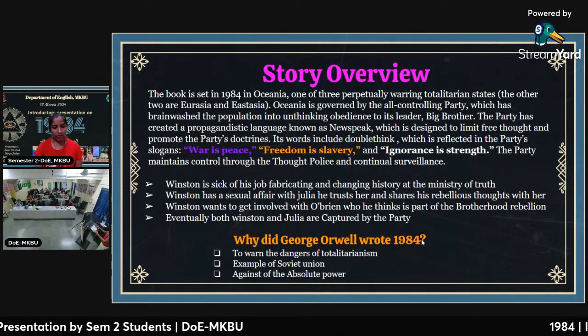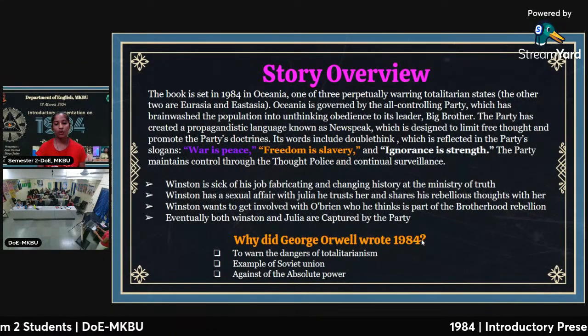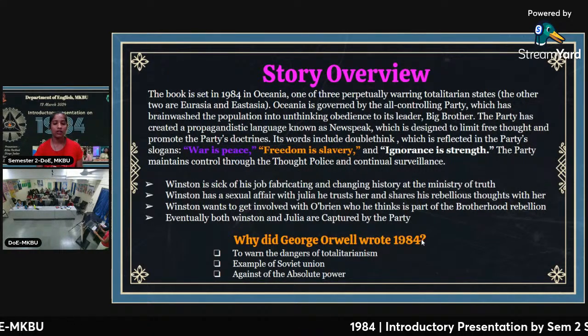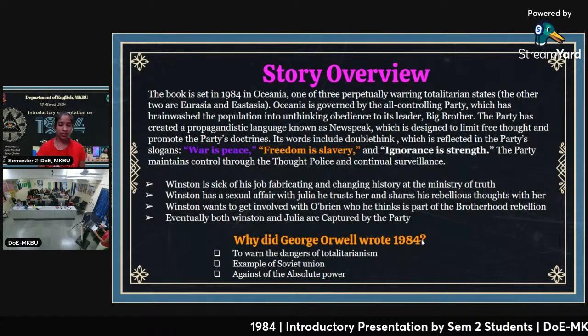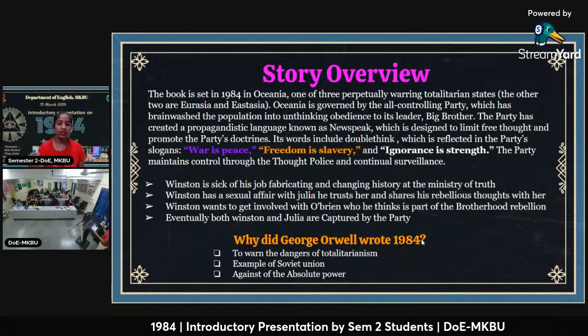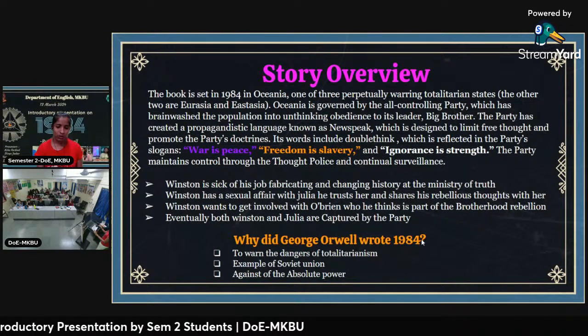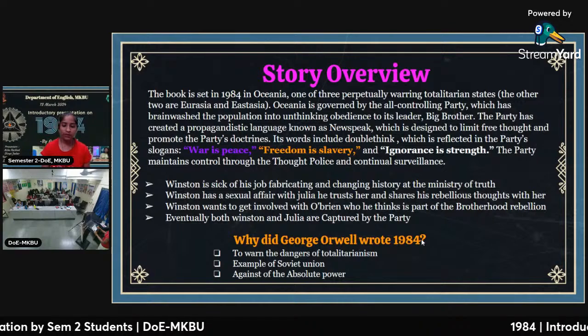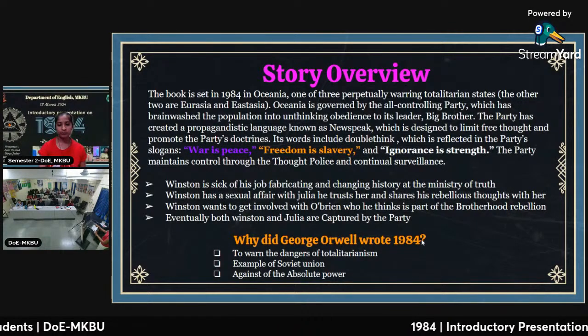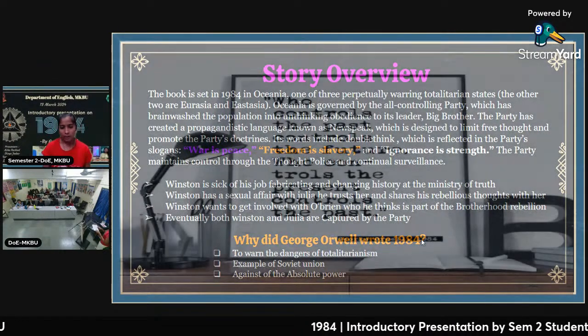So, why did George Orwell write 1984? He wrote it to warn of the dangers of totalitarianism, for example the Soviet Union, and against absolute power.